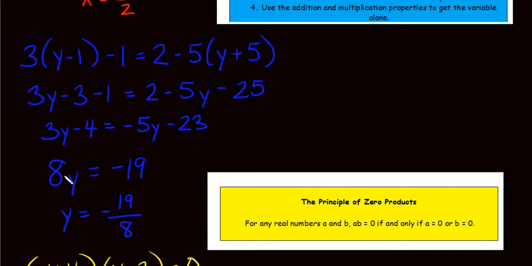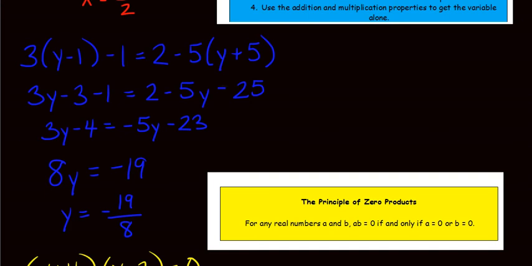Then I'm going to move all my y's to the left, all my constants to the right. I added a 5, so I added a 5 over here, 8y. Should have said I added a 5y. Over here, I added a 4 to get rid of that. Added a 4 on this side, got negative 19, divided by 8 now. So y equals negative 19/8.